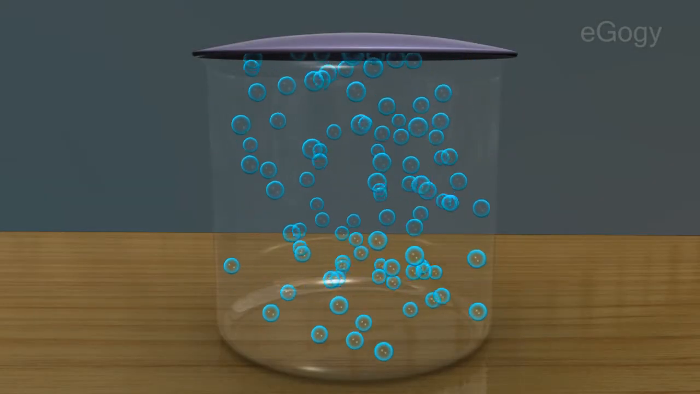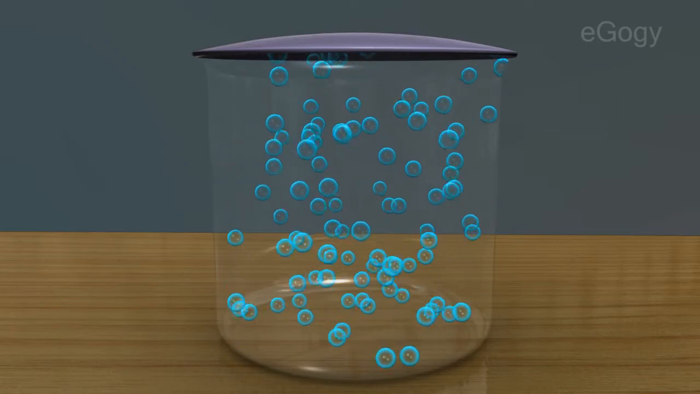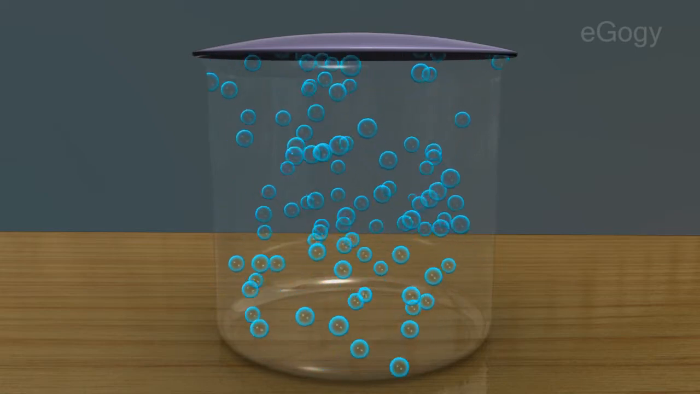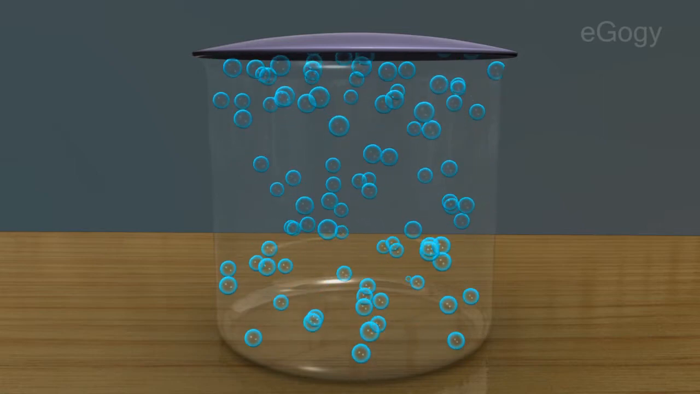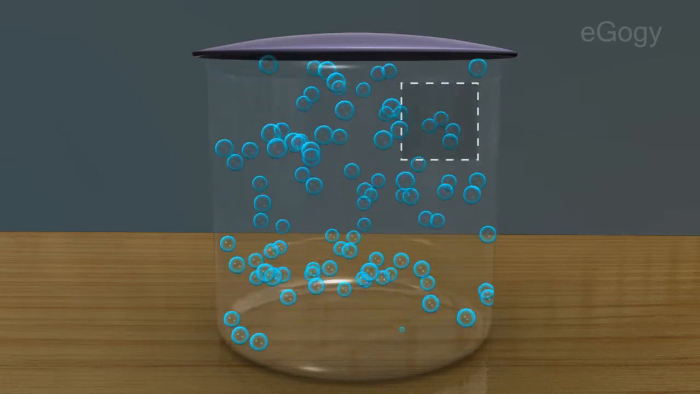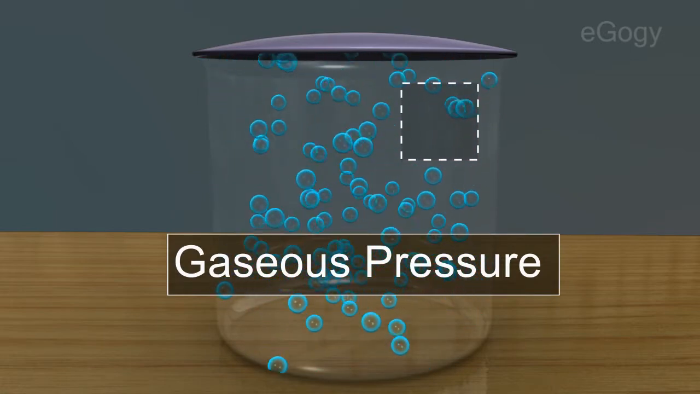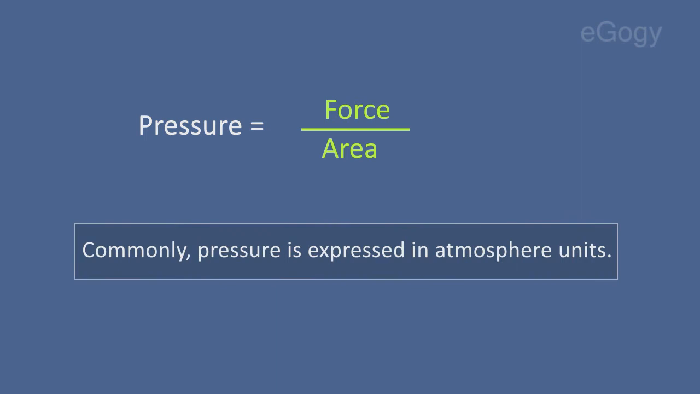Notice the gaseous molecules kept closed in a vessel. These molecules move in all directions. When these molecules hit any surface during their random movement, they exert a force in unit area. This is called gaseous pressure. Pressure equals force by area. Commonly, pressure is expressed in atmosphere units.